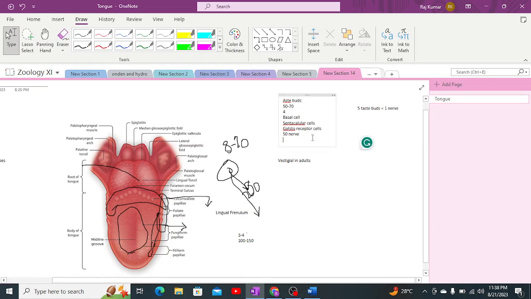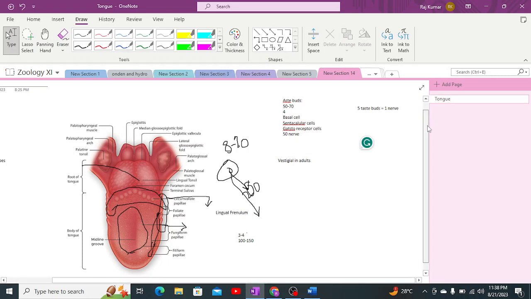After which we are having the structure of taste buds. Inside taste buds we are having blood vessels, as well as nerve fibers in order to detect temperature, stimuli, and taste ultimately. So this is how we classify it.